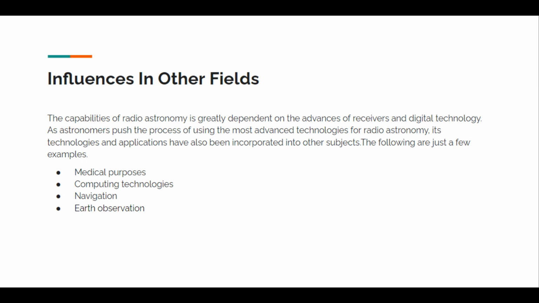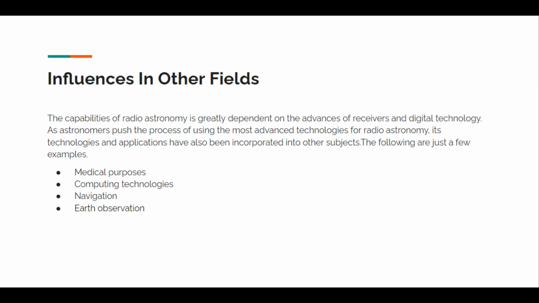Computing technologies. To store, compute, and process the data collected by radio telescopes requires powerful terminals and algorithms. An example is the FORTH computing language, which was first developed for controls and data processing for radio telescopes, but was then used in personal computers, satellite tracking, and robotic arm simulations.